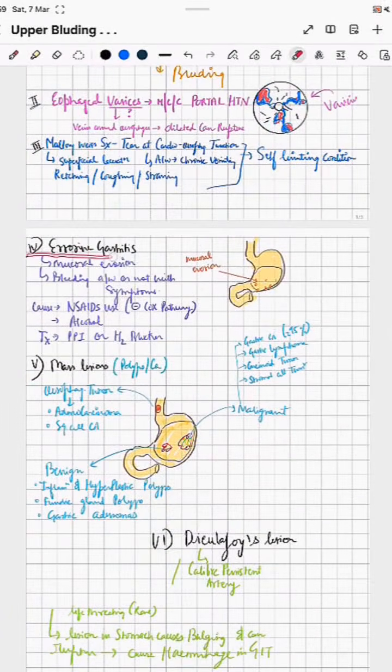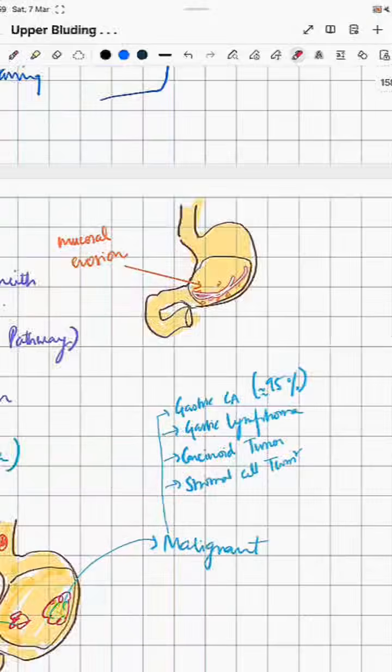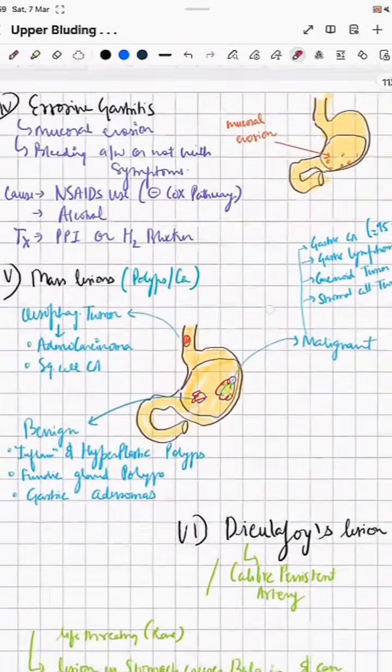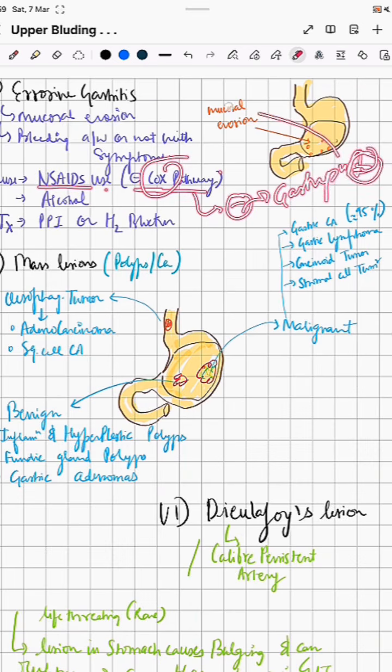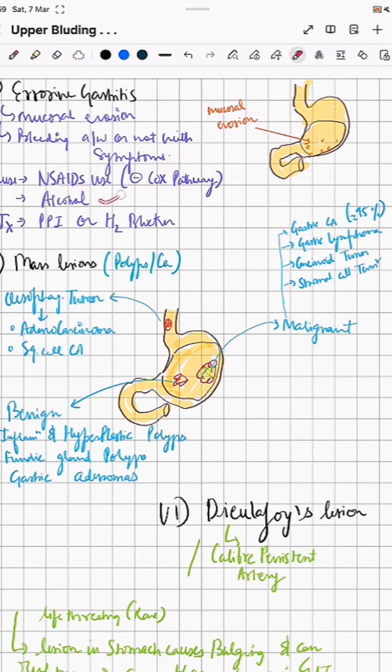On fourth, we have erosive gastritis. It is mucosal erosion of the mucosa of the stomach, with bleeding, with or without symptoms. Here you can see the erosions of the stomach. The most common cause is NSAID use, which inhibits the COX pathway. When the COX pathway is inhibited, the gastroprotective enzyme is inhibited, which causes erosive gastritis, and alcohol also causes it.